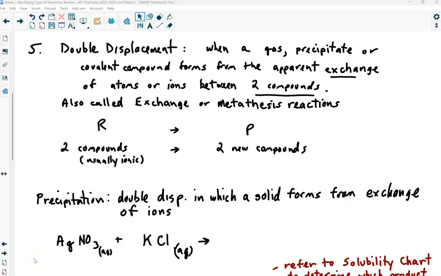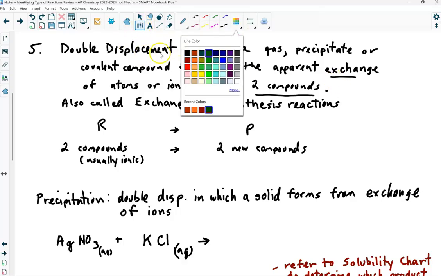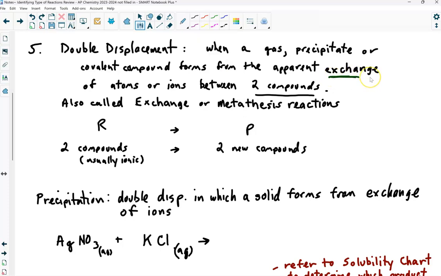Here we go. Let's continue. Double displacement or double replacement. It's when a gas, precipitate, or covalent compound forms from the apparent exchange of atoms. Okay, it looks like things are going to swap who they're bonded to. An apparent exchange of atoms or ions between two compounds.